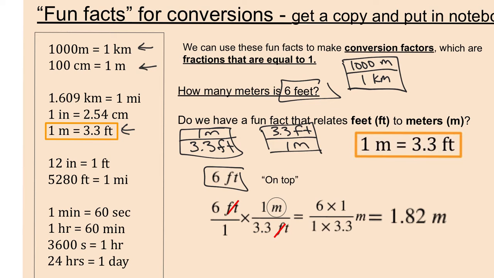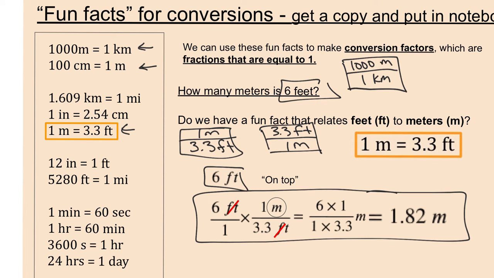And actually, this is the end result, but I'm just going to go to a blank slide and do it from scratch, okay? So, 6 feet. I start with the thing that I'm given, 6 feet, and I just slap a 1 down there, all right? Because we're going to be working with fractions, and we want to make sure that our tops and bottoms stay together.